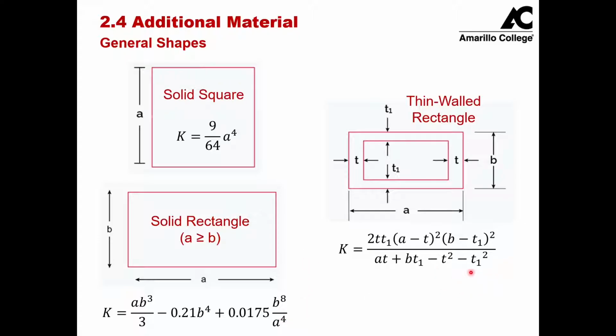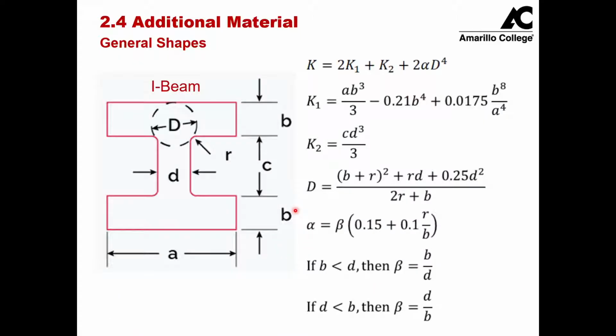For a thin-walled rectangle, once again, we can take into account the different lengths having different thicknesses. So we have a thickness T on the vertical sections and a thickness T1 on the horizontal sections. Those all get applied when we solve for K. But the biggest reason why I wanted to show you this version is that we can use it to solve for the angle of rotation for an I-beam.